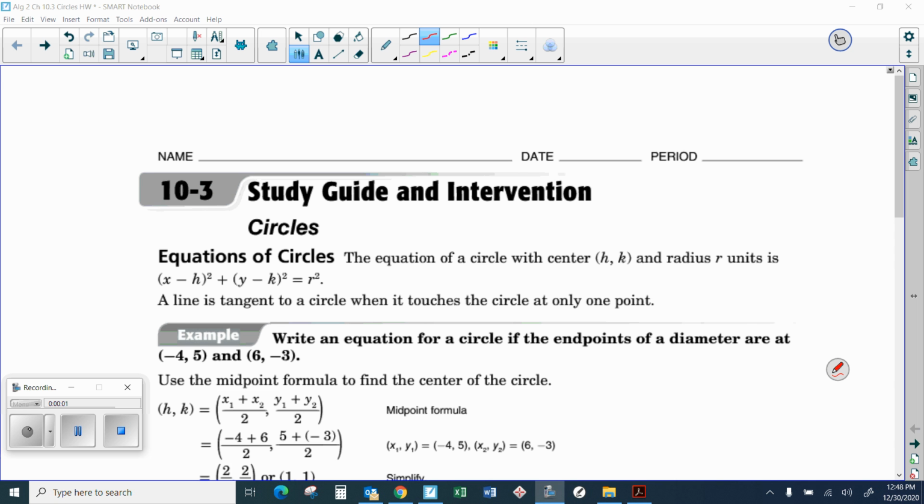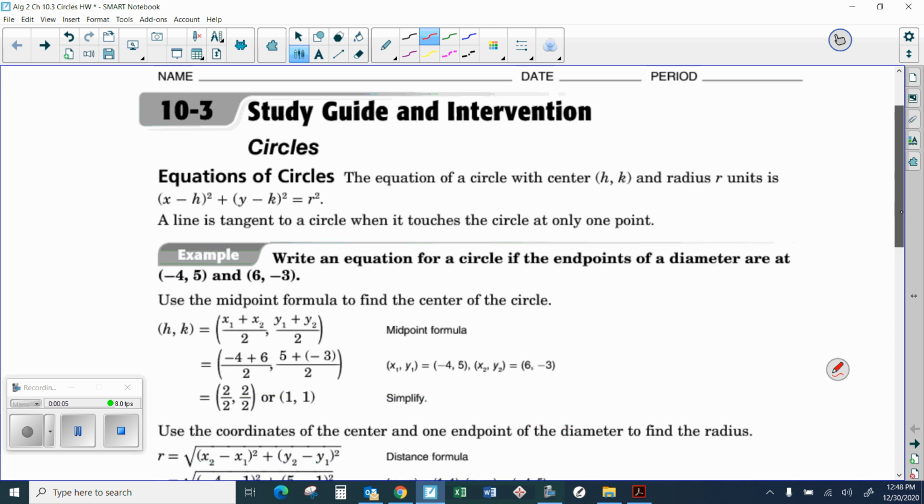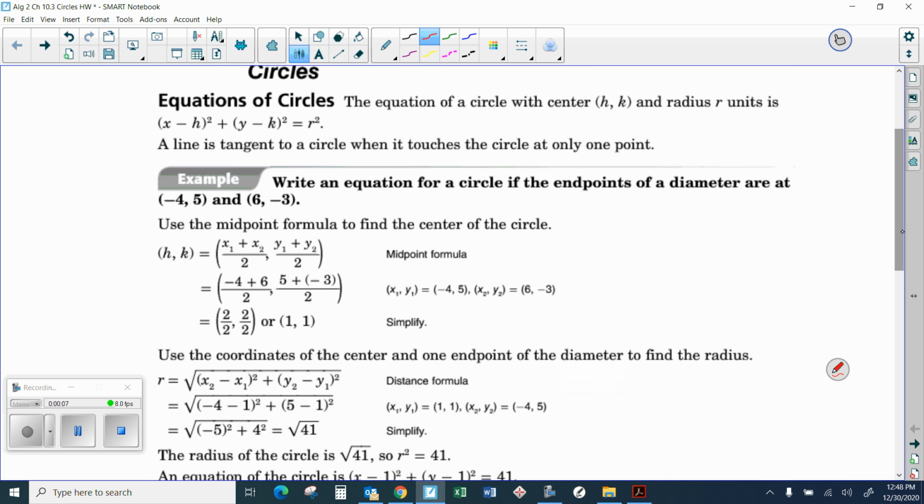Okay, students, we're going to talk about circles today. You did this a lot in geometry, so this should be an easy lesson for you, unless we end up skipping it, because we're running out of time and you've already done this in geometry, so you should already know how to do it. A line is tangent to a circle when it touches the circle at only one point.